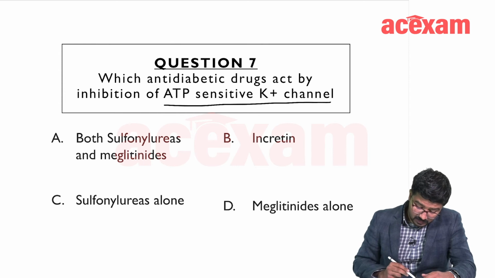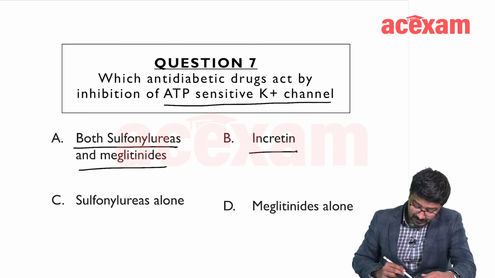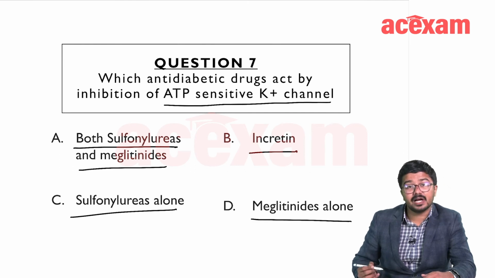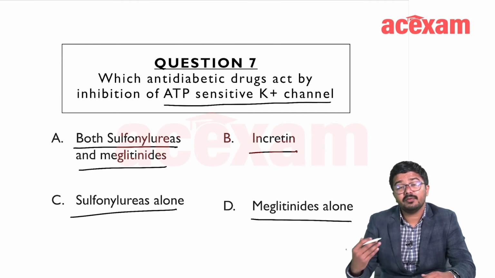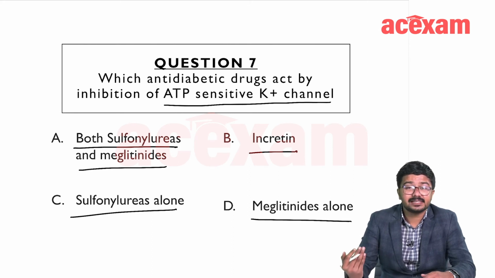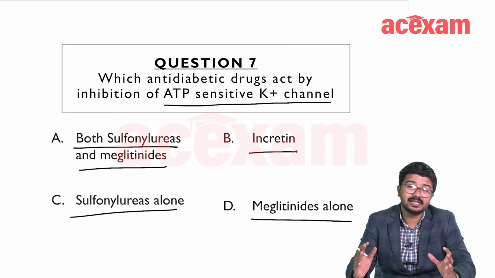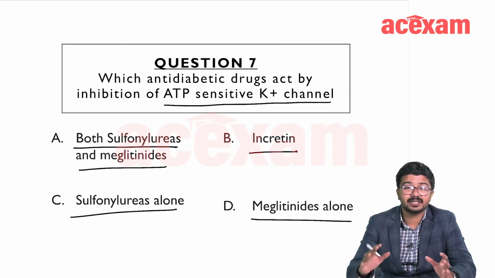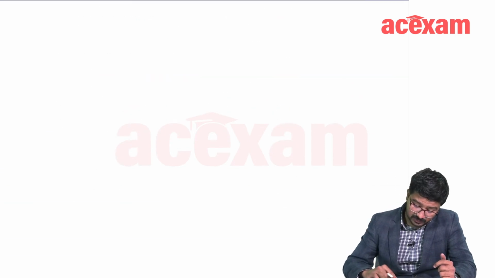The options are both sulfonylurea and meglitinide, incretins, sulfonylurea alone, meglitinide alone. So first, a fast recap of what are all the drugs which come under sulfonylurea, meglitinide as well as incretins, so that we are clear in what aspect we are going to answer this particular question.